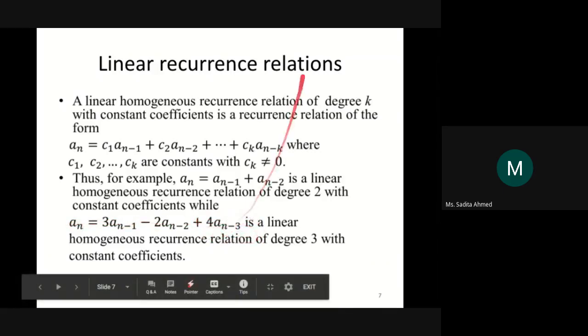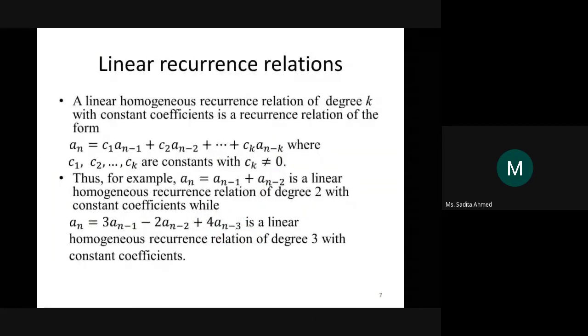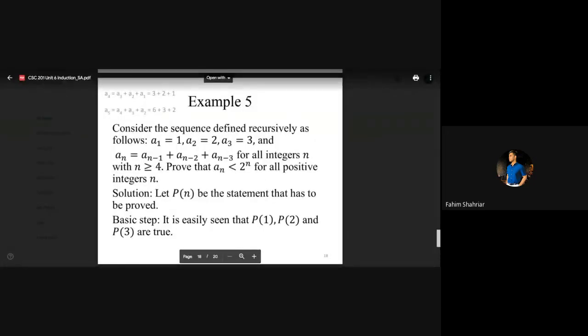Similarly, what is the degree of this recursive definition? Ma'am, what do you mean by linear? Straight. What is the degree of this recurrence relation? 3. 3, exactly. All right.